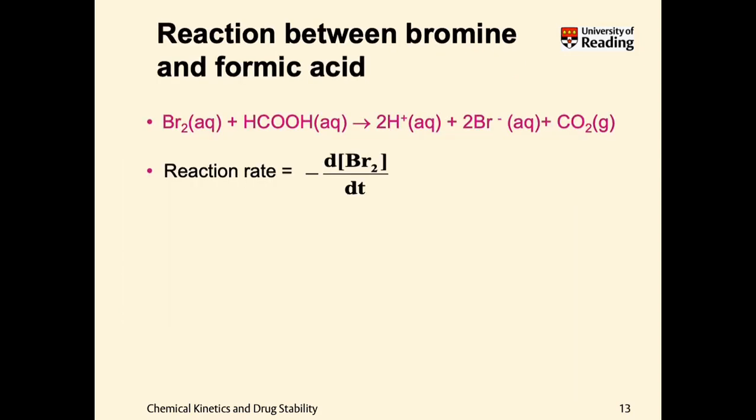If we are measuring the bromine, we know that the rate of the reaction for what we're actually measuring is minus d[Br2] by dt, so the rate of consumption of bromine. There are two ways to think about measuring the rate. First, to measure the initial rate of the reaction.